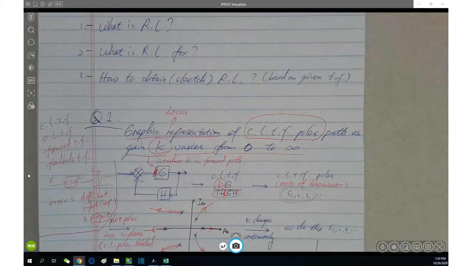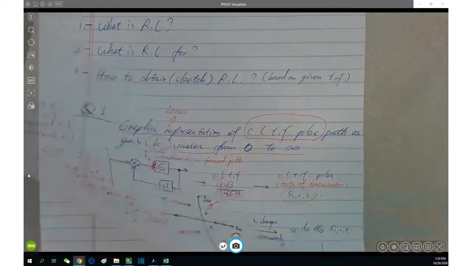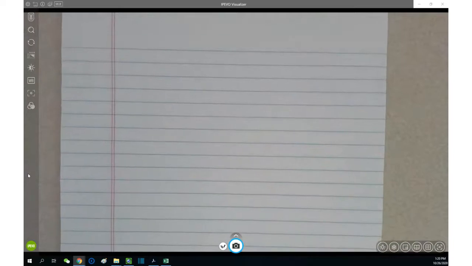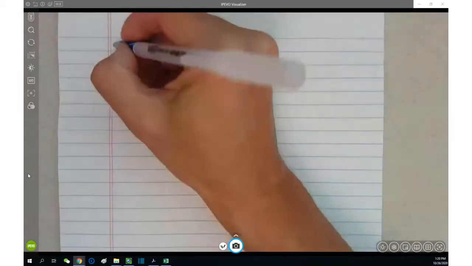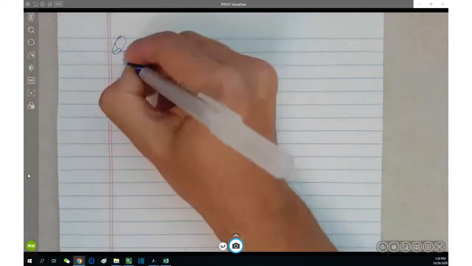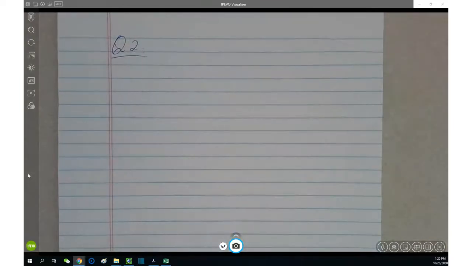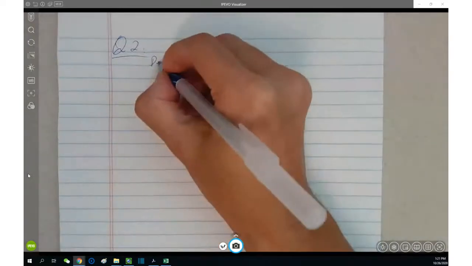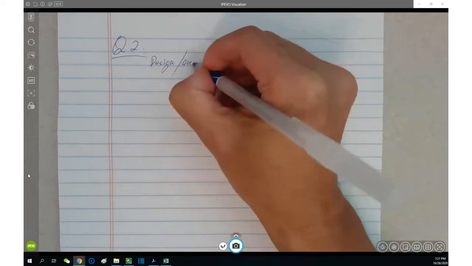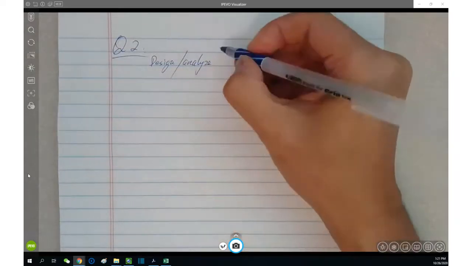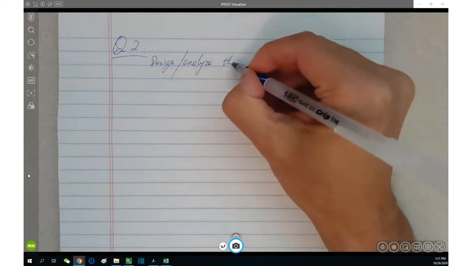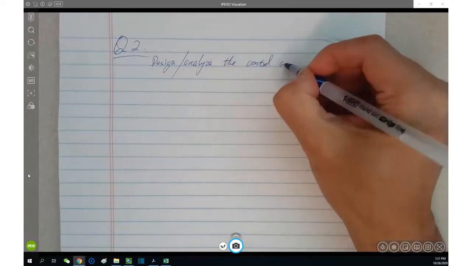And the second question, what is root locus for? What can root locus do for us? Obviously, it can help us to design the controller, which is the subject for the next module. It can also help us analyze the control systems.